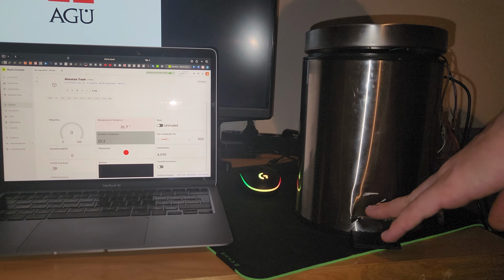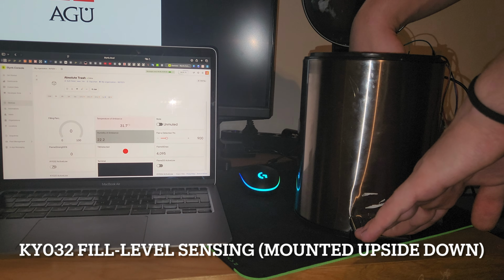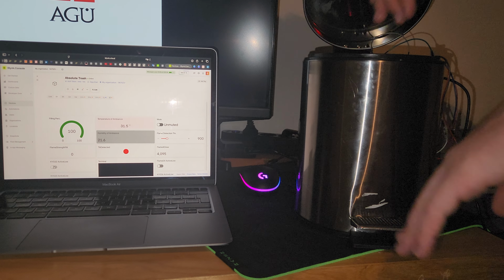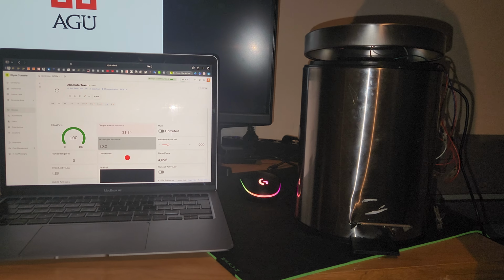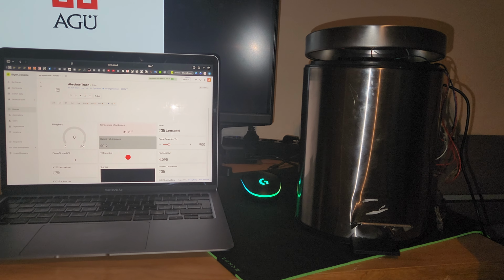Next, the fill level KY032 sensor will be tested to determine whether the bins are filled with garbage. The sensor also shares real-time IoT data with the Blynk dashboard for monitoring purposes.